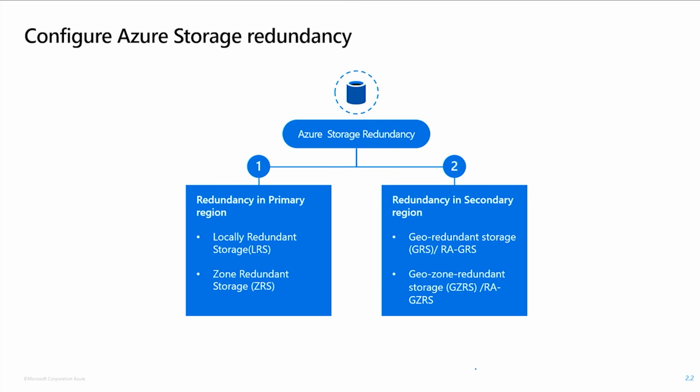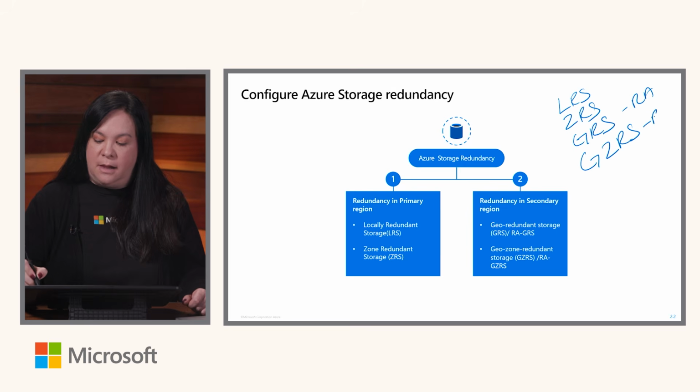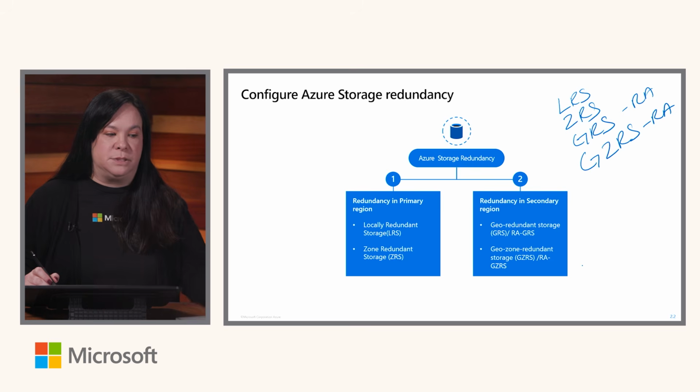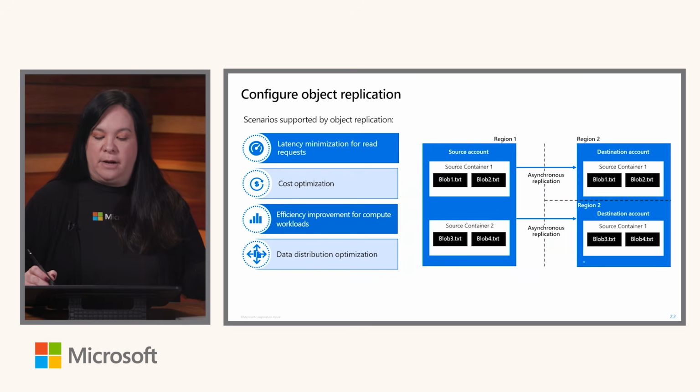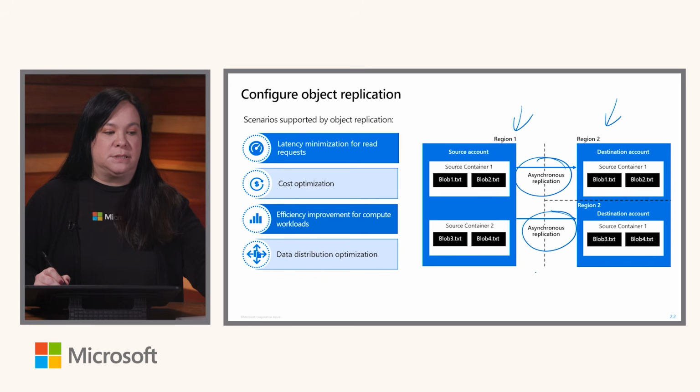So expect in the exam that you will see all the questions about redundancy, right? Know that there's the different redundancies. You've got your LRS, you've got your ZRS, you've got your GRS, right? And then you've got your GZRS. And then you've got the read-only ones as well. So be aware of those ones, when you would use them and why you would use them. Also be aware of object replication. Right? So how it's asynchronous between the 2 regions. Be aware of that for those types of questions.